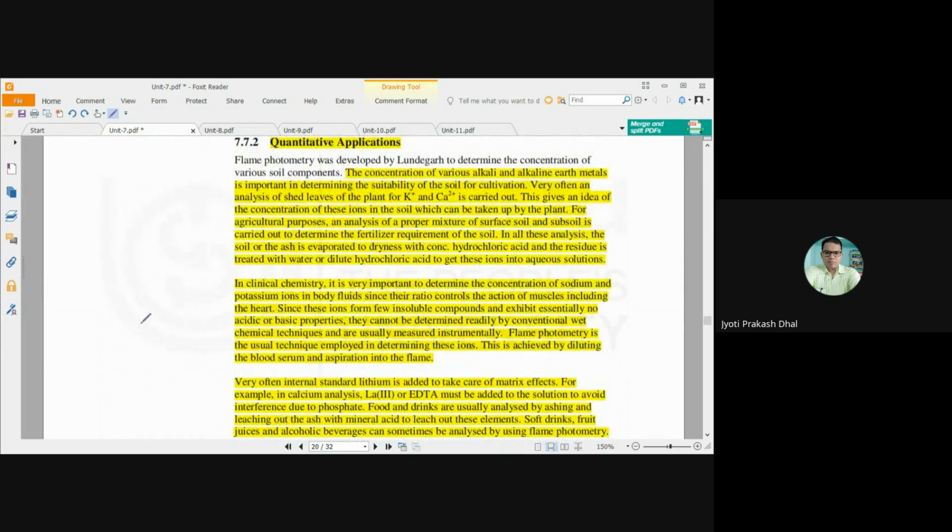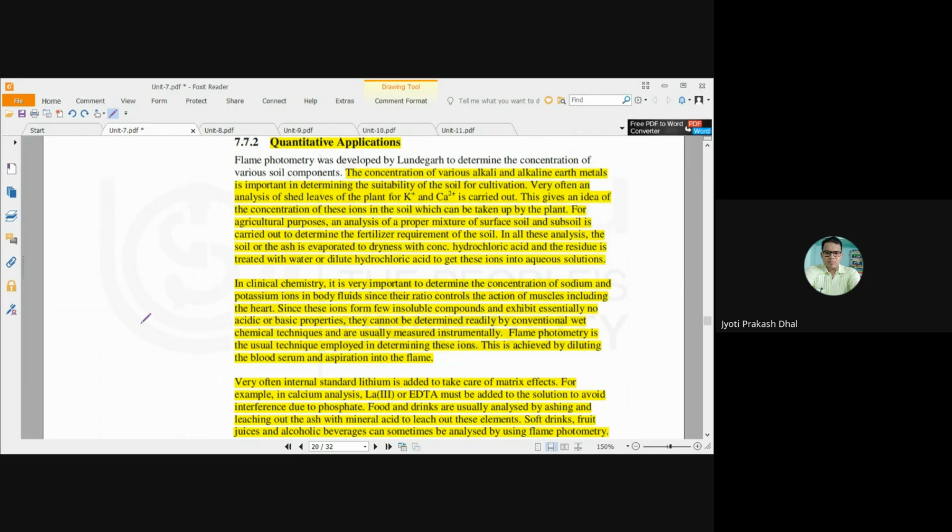The concentration of various alkali and alkaline earth metals is important for determining suitable soil for cultivation. Very generally, analysis of the leaves of the plant for potassium and calcium ions is carried out. This gives an idea of the concentration of these ions in the soils which can be taken up by the plant. For agricultural purposes, an analysis of a proper mixture of surface soil and subsoil is carried out to determine the fertilizer requirement of the soil.